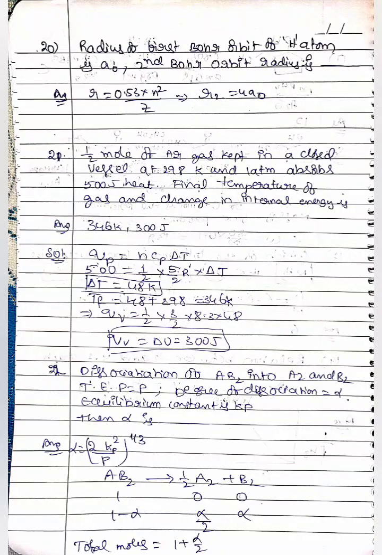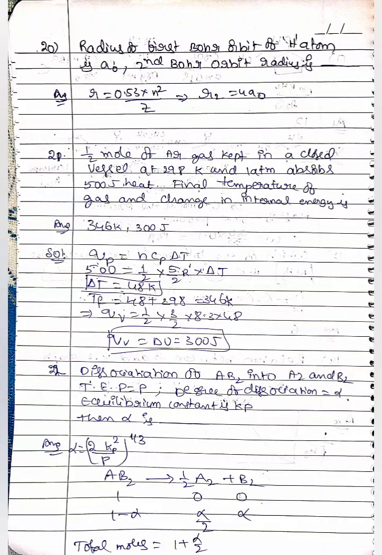The radius of the first Bohr's orbit of hydrogen atom is a0. Second Bohr's orbit they asked. We know the relation r is equal to 0.53 into n square by Z, and r2 here is 4a0.